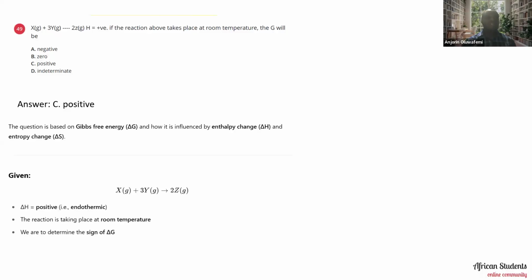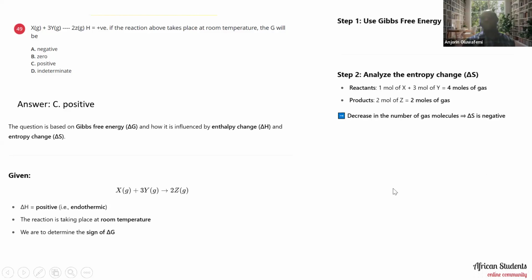And the reason is because the question is based on Gibbs free energy, delta G, and how it is influenced by enthalpy change, delta H, and entropy change. So now given this particular equation, you have your delta H to be positive. That is an endothermic reaction. The reaction is taking place at room temperature, and we are to determine the sign of delta G. For us to be able to do that, we use the Gibbs free energy equation, which is delta G equals delta H minus T delta S.